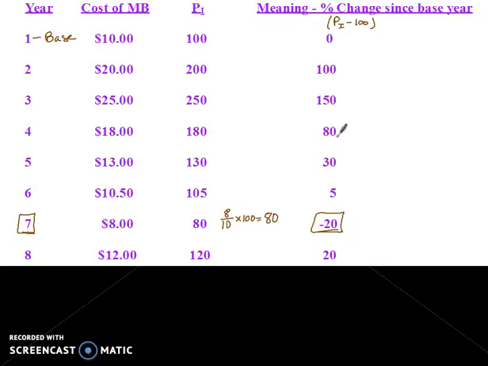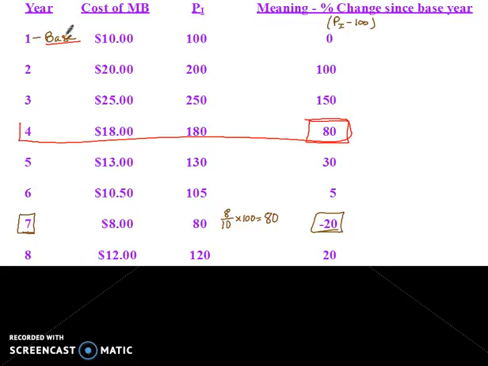So, for example, if we just look quickly here at year 4, in year 4, the cost of the market basket was 18. We compared that back to the cost of the market basket in the base year, which was 10, multiplied that by 100, gave us a price index of 180. I'm doing all this very quickly because it was done on previous podcasts. That gives me a price index of 180. What does that mean? Subtract away 100, and that tells me the prices in year 4 were 80% higher than they were back here in the base year. Okay, prices were 80% higher than they were back in the base year.